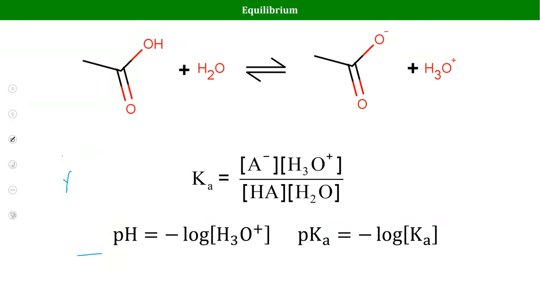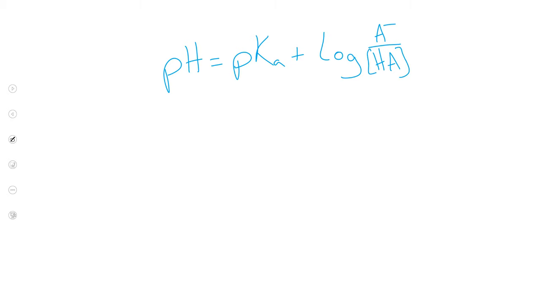which was pH equals pKa plus log of A minus over HA concentrations. And A minus is just the deprotonated form, and HA is the protonated form.